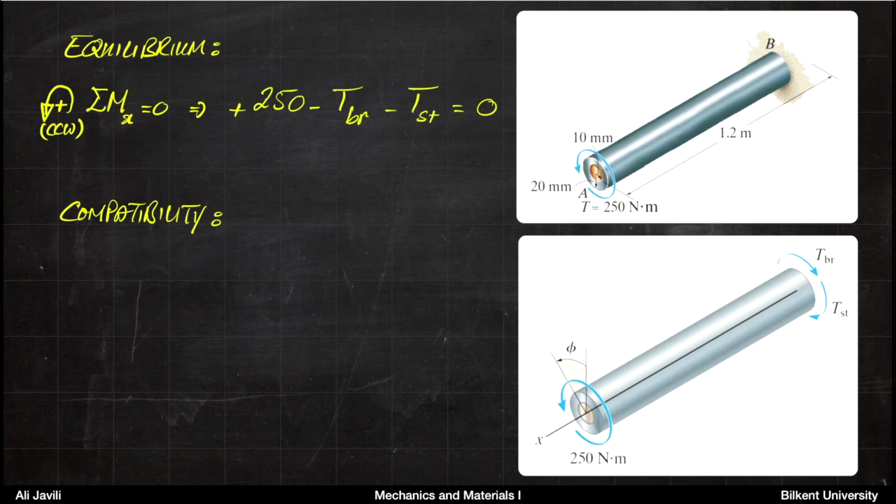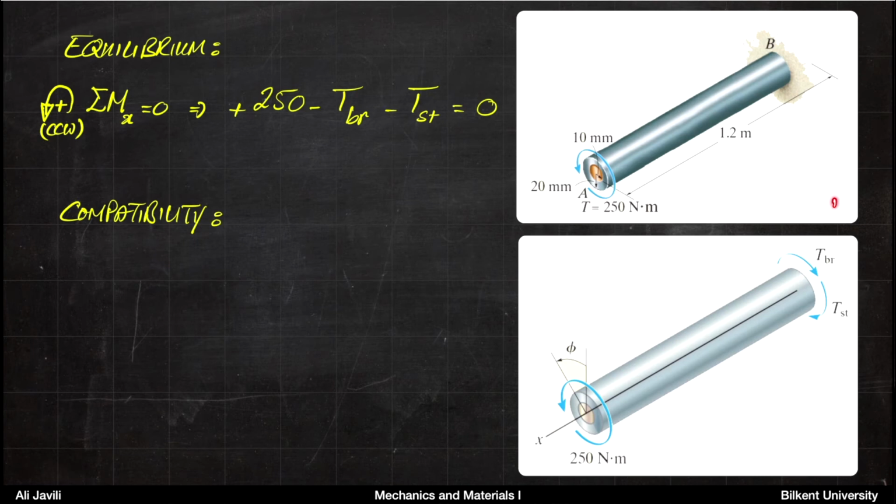Now, equilibrium in this case would be similar to before: the sum of moments with respect to the x-axis is 0. Assuming this is your x-axis, and this counterclockwise rotation is a plus, then from the tube and from the core, you get two torques. If the torque you get from the tube is TST, and the torque you get from the brass core is TBR, then plus 250 minus TBR minus TST must be 0.